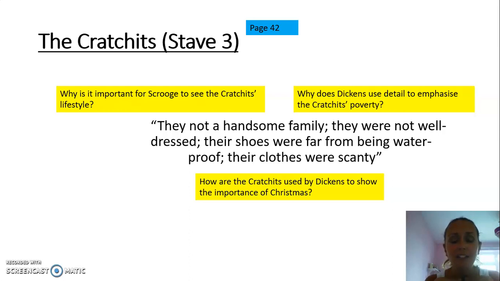And then if you go back to your notes from Stave 3, the Cratchits are used by Dickens to show the importance of Christmas. It's showing that idea of the family is more important than finance. You've got emotional wealth rather than monetary wealth. And it's also showing that they are proud and grateful and hard-working, despite that common misconception that Malthus and the other supporters of the Poor Law were saying that poverty encourages idleness. Okay.